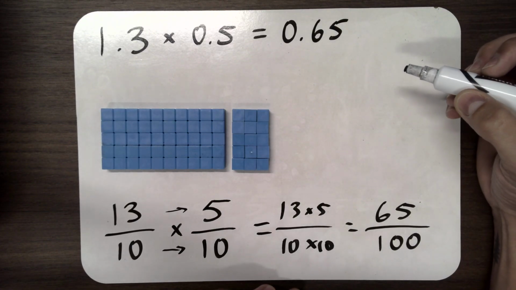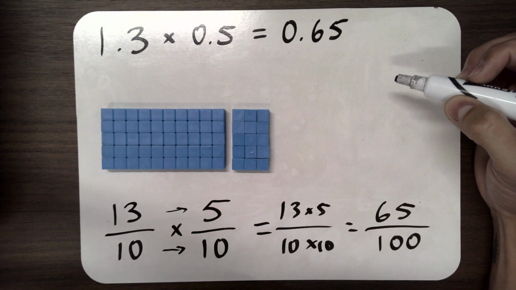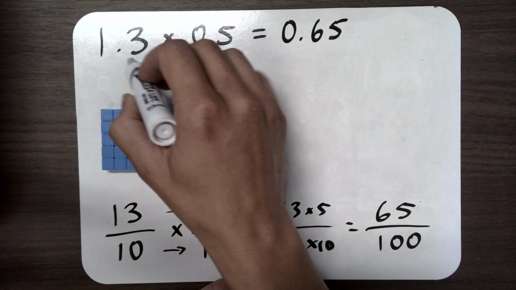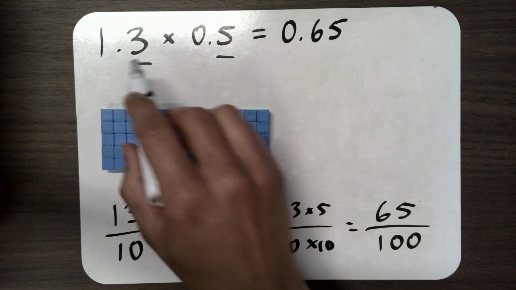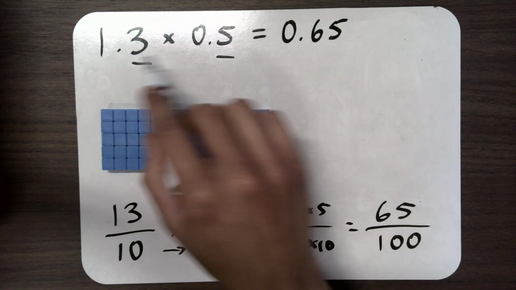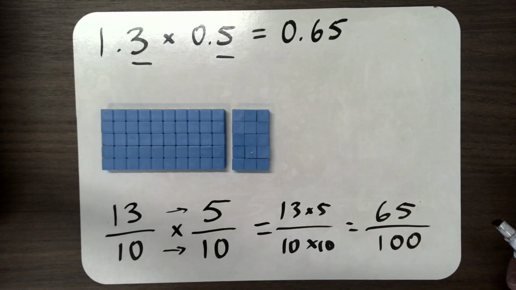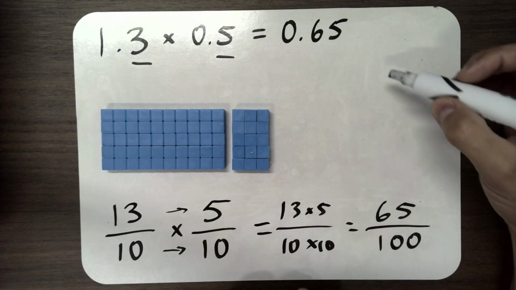Now our standard algorithm for multiplying decimals. First, we're going to look at how many digits we have to the right of the decimal point in our multipliers. So we have 2 here. We're going to keep that for later, but we need to know that we have 2 digits to the right of the decimal point.